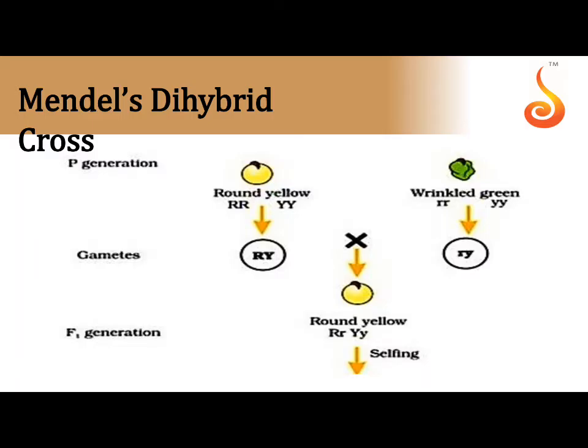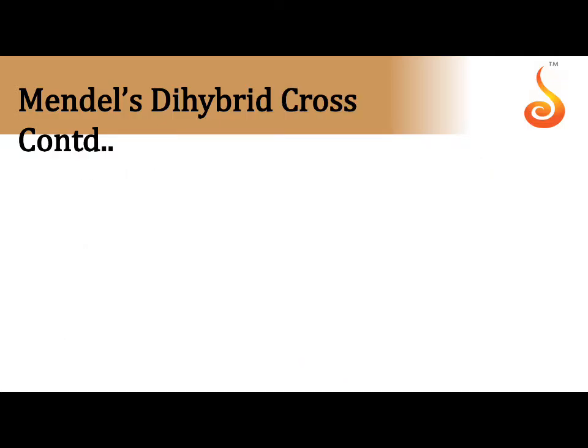Mendel dihybrid cross or two gene inheritance is a very important question which comes every alternate year. So it comes for 5 marks. So let's go step by step and understand it. So first we write its definition.